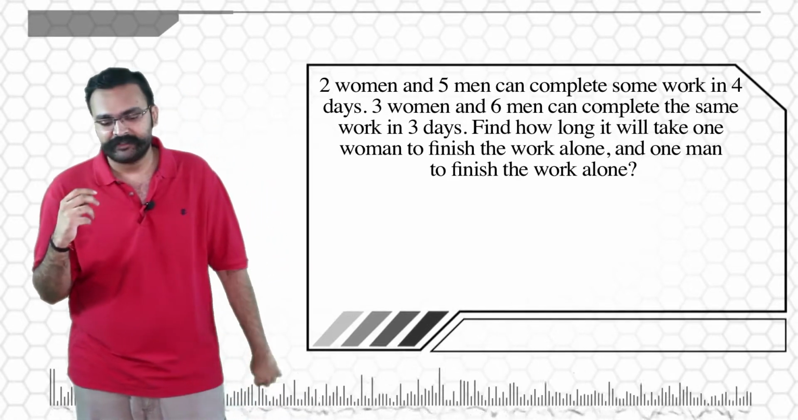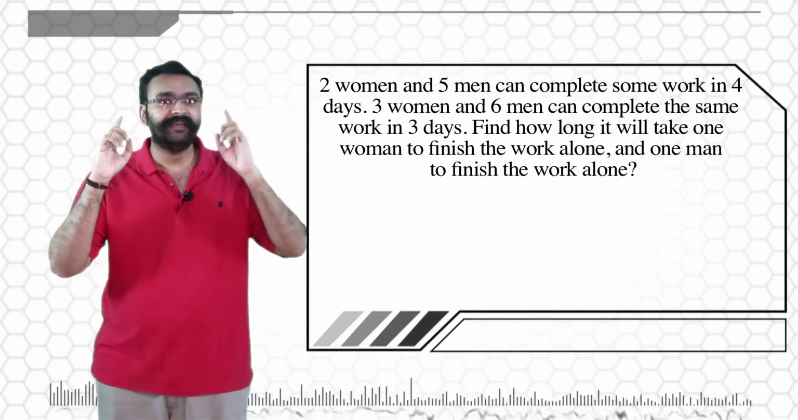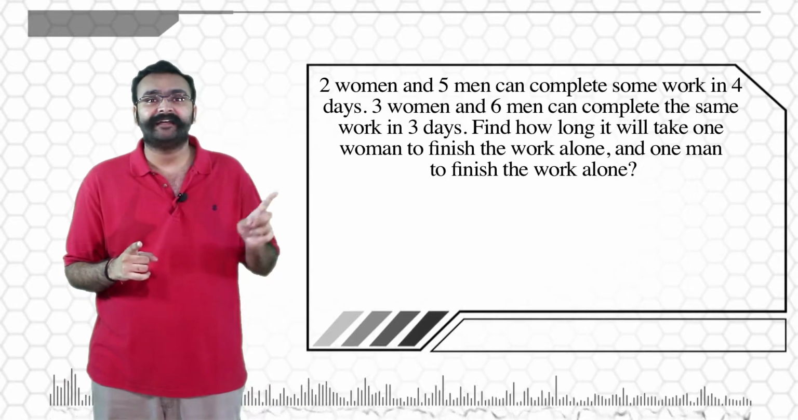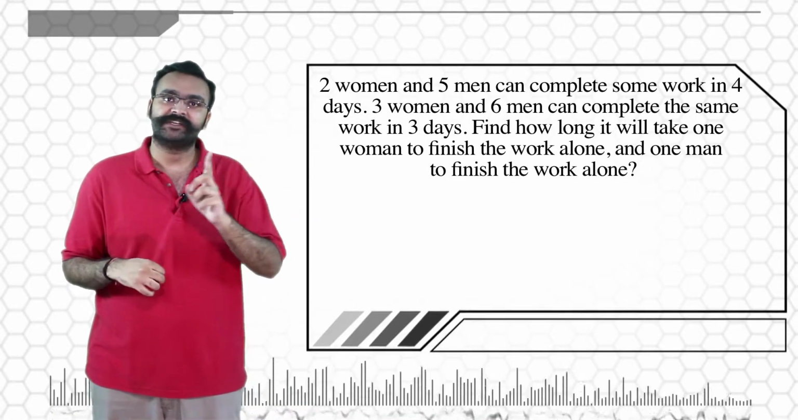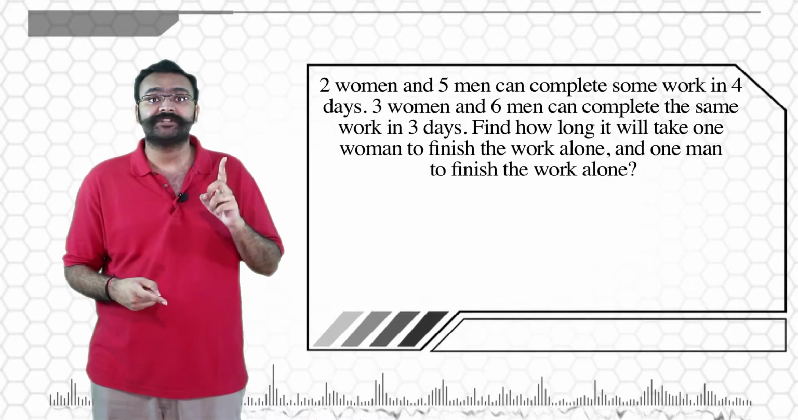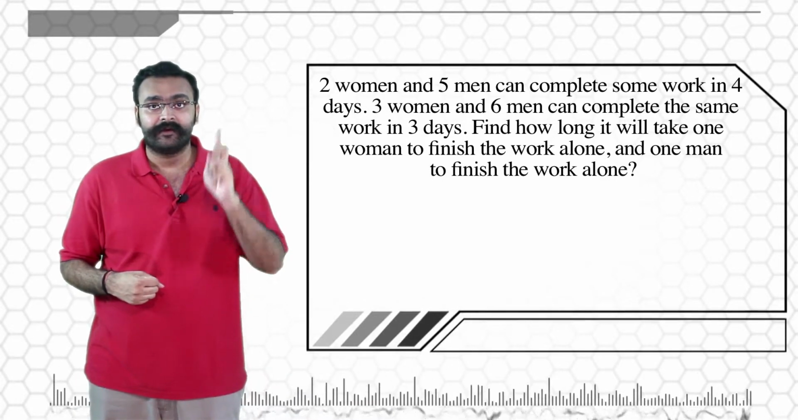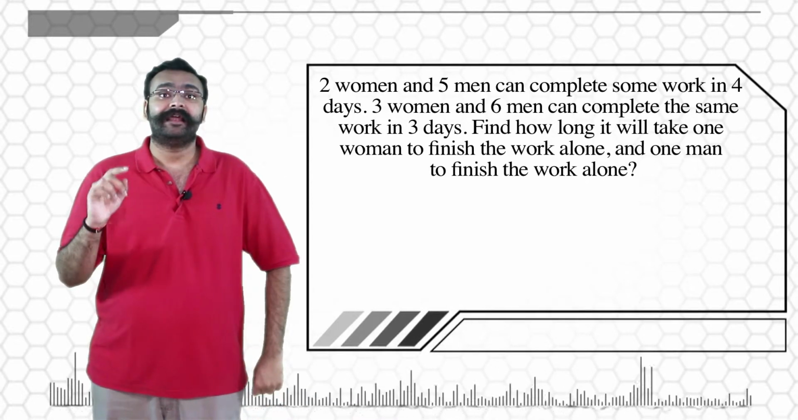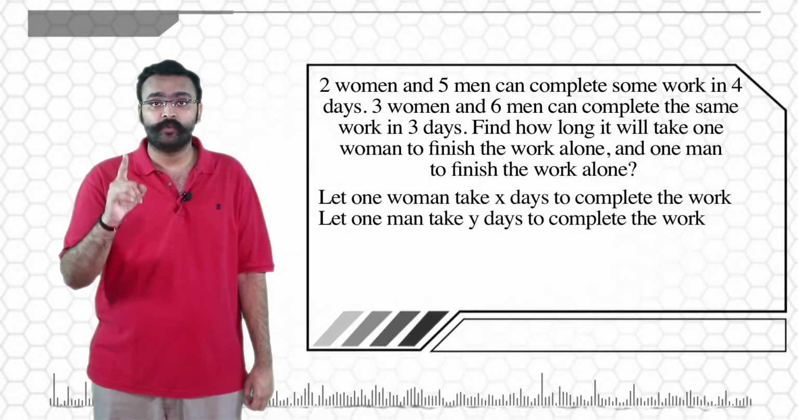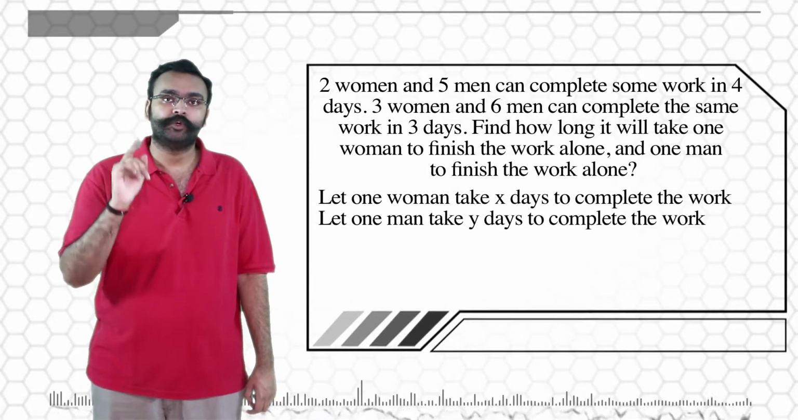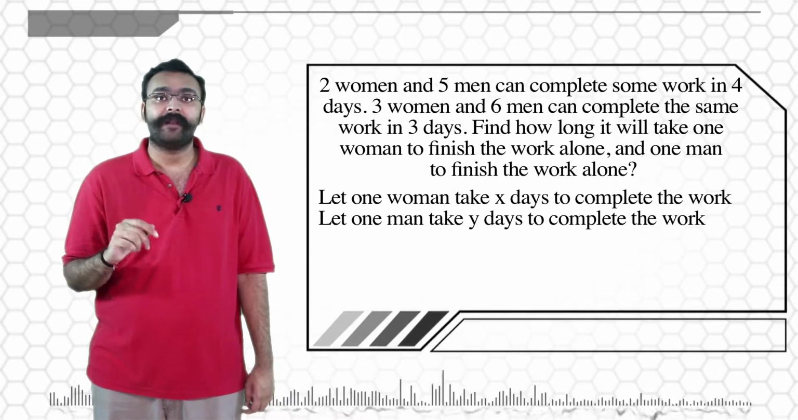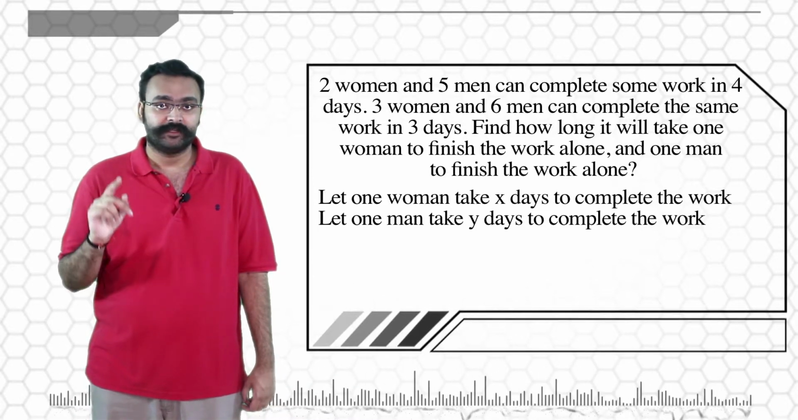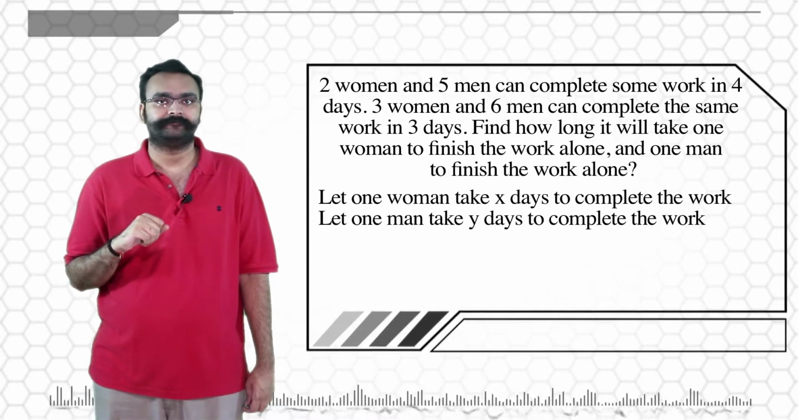The way we think about these questions is, and the key and the biggest help for you is what I've been saying throughout this chapter, identify your variables right away, which is there in the question. How much time will it take 1 woman and 1 man to finish the work? So I say, let's assume that it takes 1 woman x days to complete the work and 1 man y days to complete the work. Using this, we're going to solve our whole question.